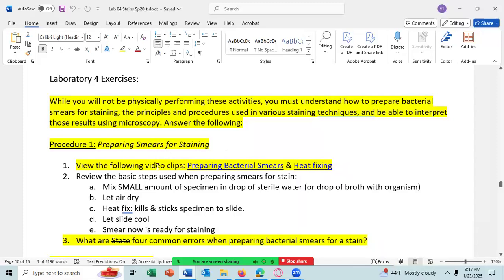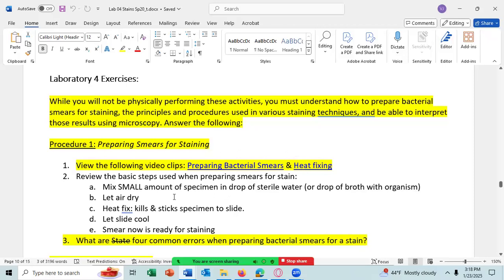In procedure one, we're going to be preparing a smear for staining. You can view the video clips on preparing a bacterial smear, and then another video clip on heat fixing that smear. That's the bacterial smear, something you do before you do the stain. You then can review the steps of making a smear.